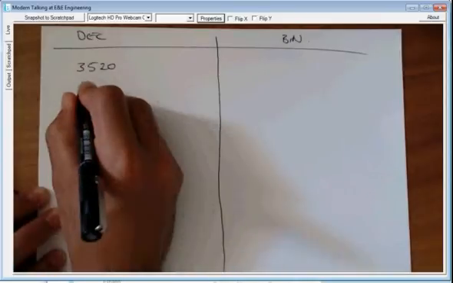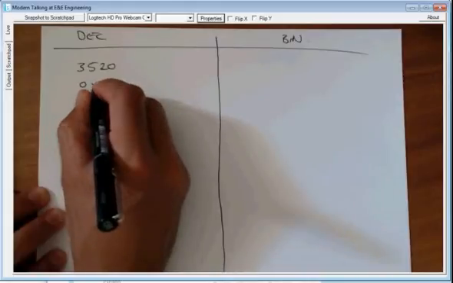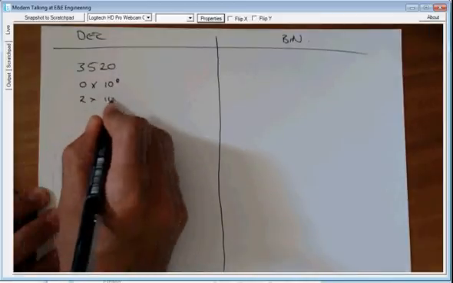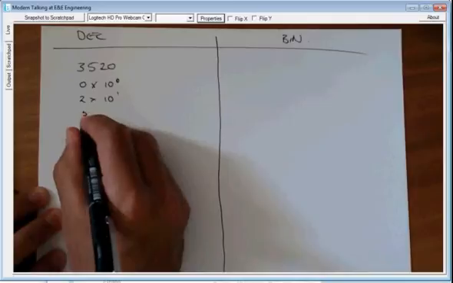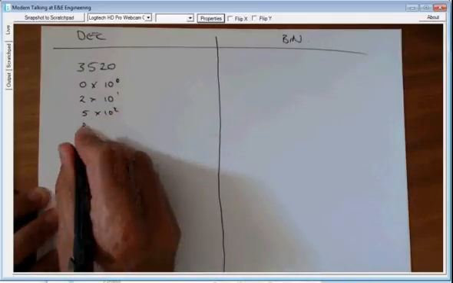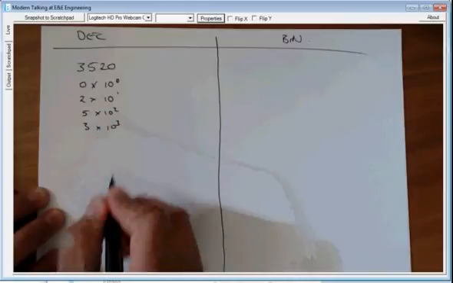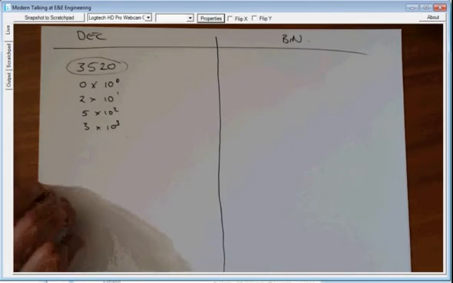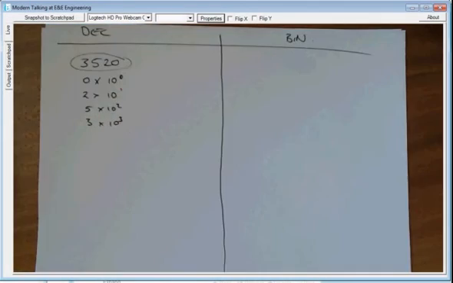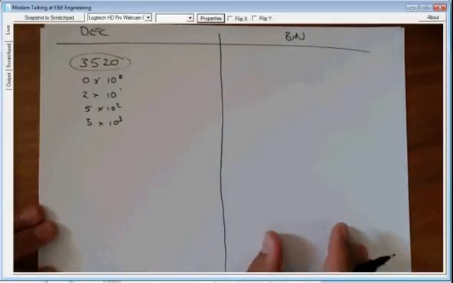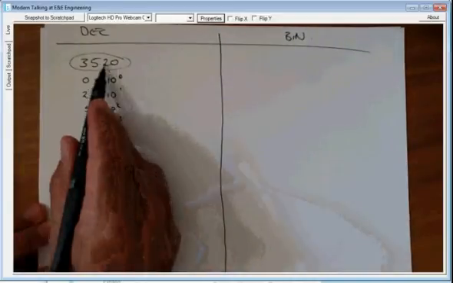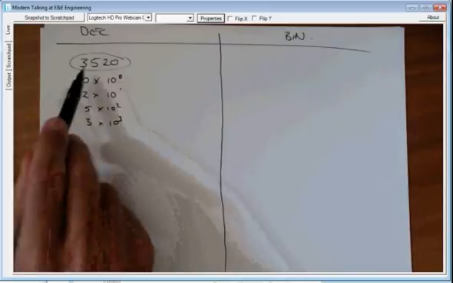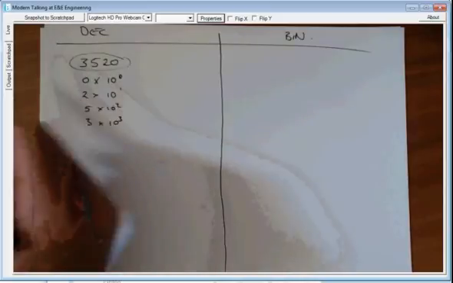So in essence, this number represents 0 times 10 to the power 0, 2 times 10 to the power 1, 5 times 10 to the power 2, and then 3 times 10 to the power 3. That's what this number means to us if it's written in decimal. And we work with decimal because we have 10 fingers. That's how humans count. We count up from 0 up to 9 and then we roll over. So each one of these has a representation of 10 to the power something: 10 to the power 0, 10 to the power 1, 10 to the power 2, 10 to the power 3, etc., all the way there.